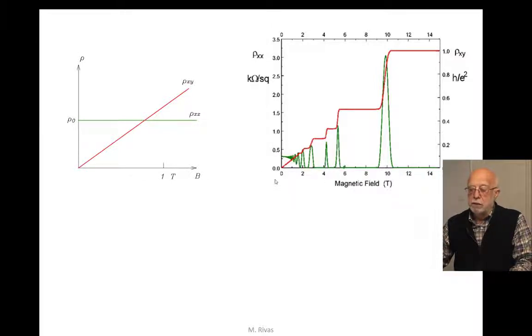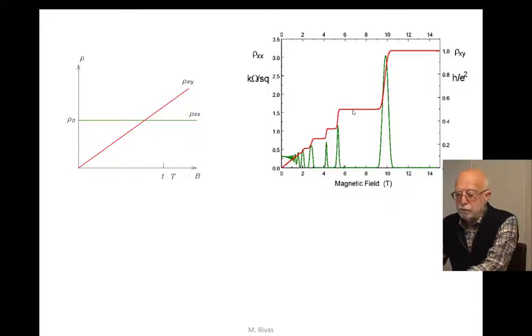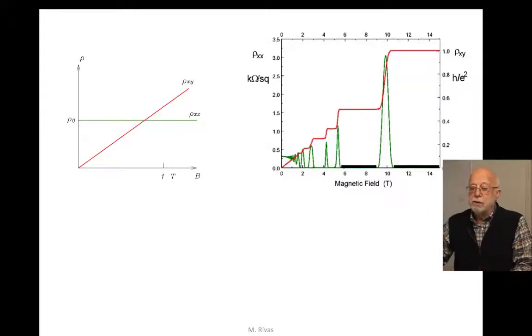The rho XY goes linearly with the magnetic field, but at certain values of the magnetic field, it remains constant, rises, remains constant. It produces this kind of plateaus where, although the magnetic field is increasing, this resistivity is constant. Here the important feature is this. When the transversal resistivity is constant, the ohmic resistivity decreases to zero, vanishes.